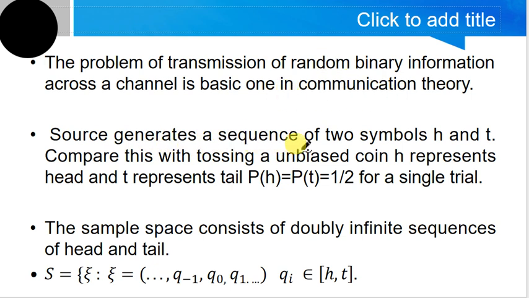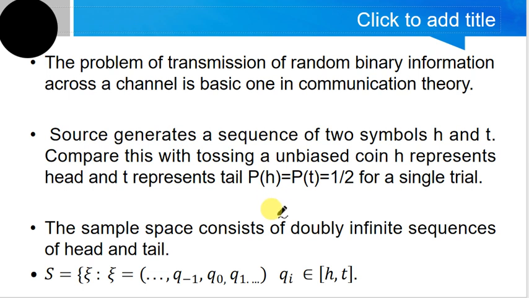A source generates a sequence of two symbols, say H and T. Compare this with tossing an unbiased coin where H represents the head and T represents the tail. Then, since the coin is unbiased, the probability of getting a head, P of H, is equal to the probability of getting a tail, P of T, equal to half for a single trial.